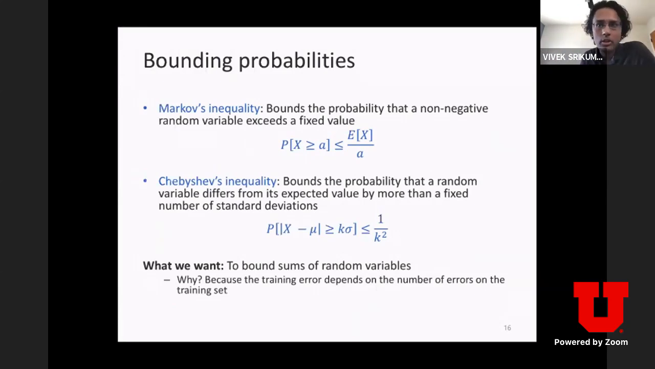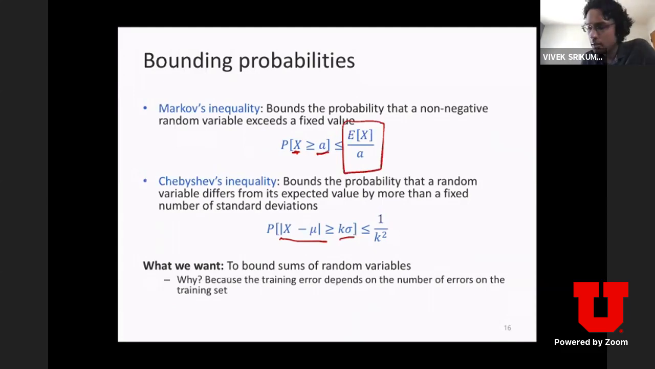Hopefully some of you have seen these kinds of inequalities. Markov's inequality tells us how far off a random variable x can be from some value a, or what's the probability that x can exceed some value a. It says this probability decreases as a increases. It's the expected value divided by a. Chebyshev's inequality says that the probability that the difference between a random variable and the mean is more than some number of standard deviations is less than 1 over the number of standard deviations squared.